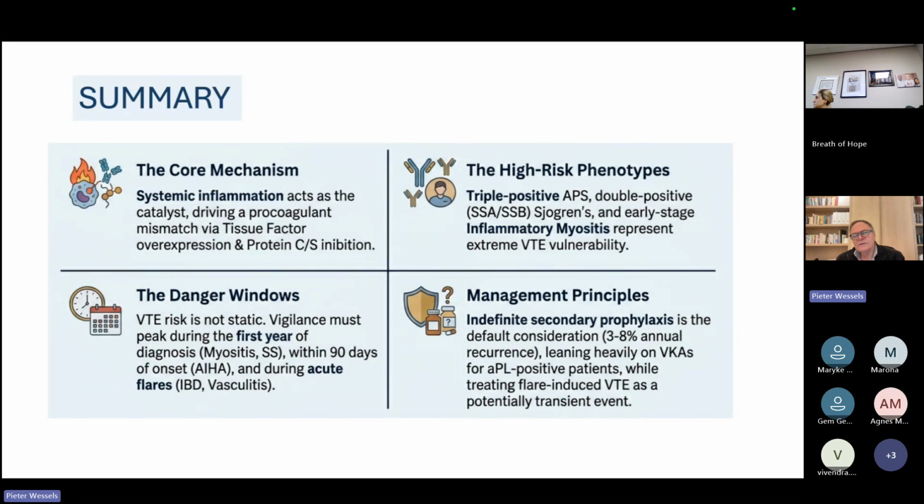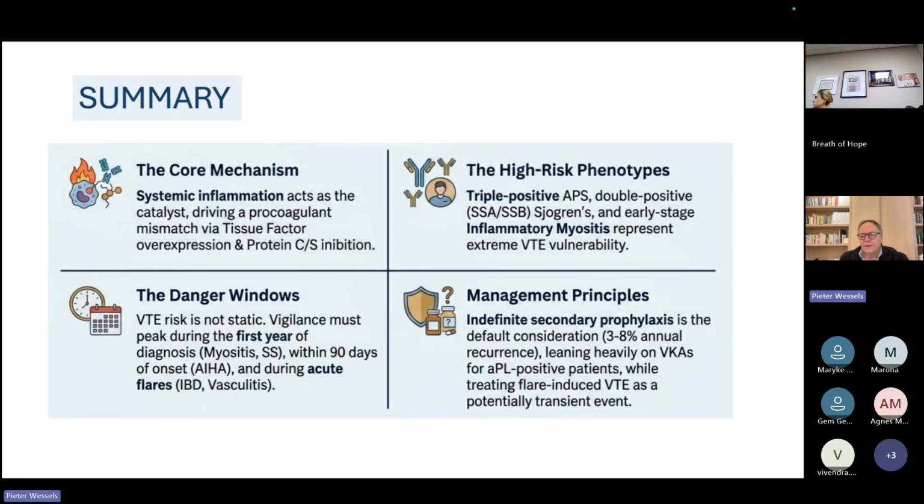The high-risk profiles: the highest risk is the triple positive antiphospholipid. Your double positive Sjögren's are also high risk. The first stage of myositis. Then you've got danger windows, for example, admission of a patient in the first 90 days, with autoimmune hemolytic disease, and with the flares of your IBDs and vasculitides.